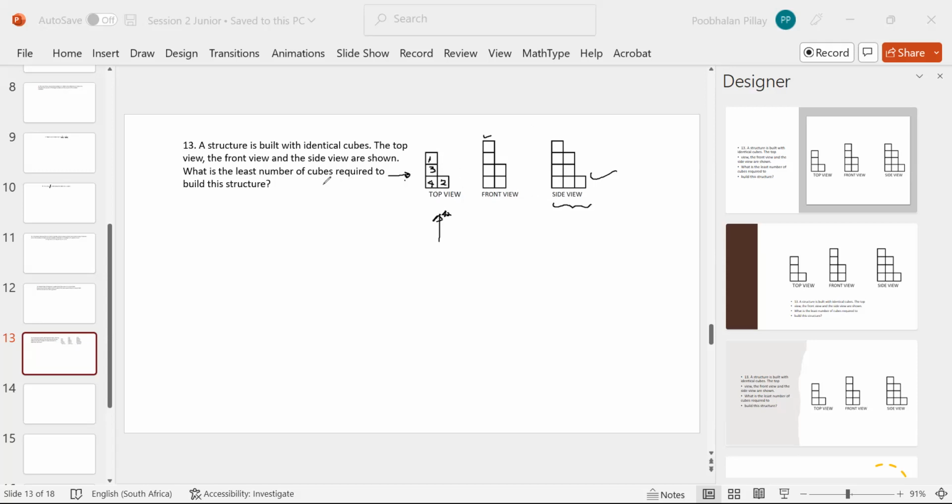So what is the least number of cubes required to build the structure? Altogether, you've got 10. One plus 3, 4, 4 plus 4, 8 plus 2, 10. Okay, this is a little bit tricky because you have to imagine this thing from different views, and only if you make a structure like that, you can see it.